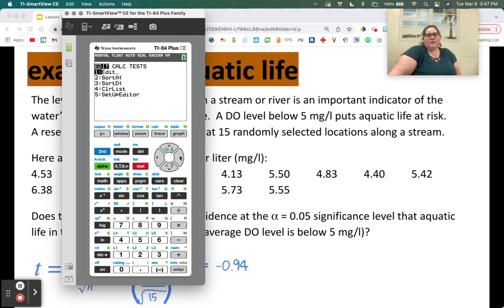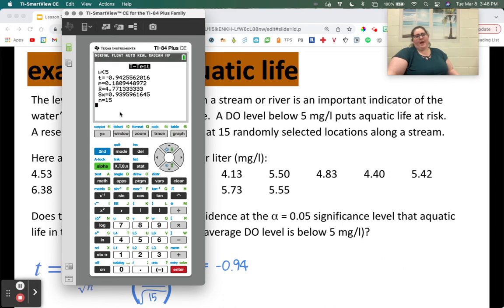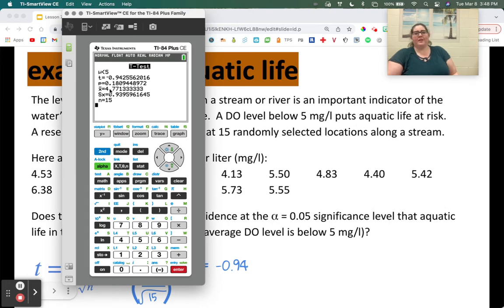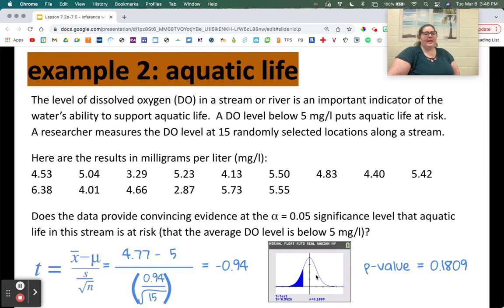And then again, I can pick calculate or draw. Either one is fine. If I click calculate, it actually gives me the x-bar and the standard deviation as part of the output. If I choose draw, it'll show me the graph and what's shaded, but it doesn't give me those extra pieces. So that's another way that we can get that data. If I needed to write out the formula, I could just run the test and it'll give me that data. So I can see here my t-score is negative 0.94, just like we said. But now we also have a p-value, 0.1809. And again, if I had chosen draw, it would have given me this graph. And there's my p-value.